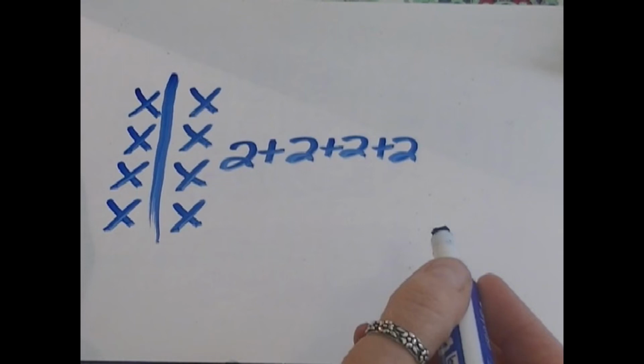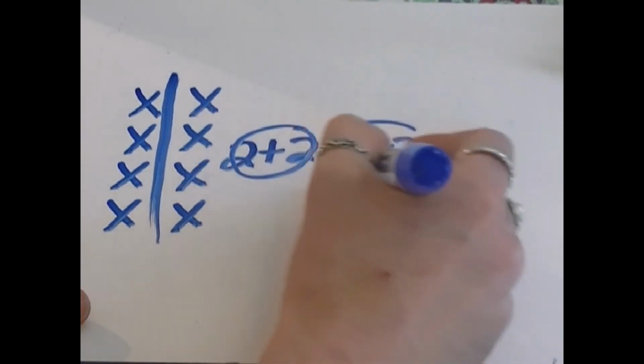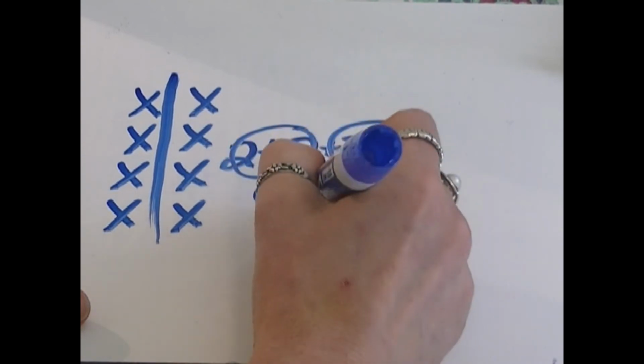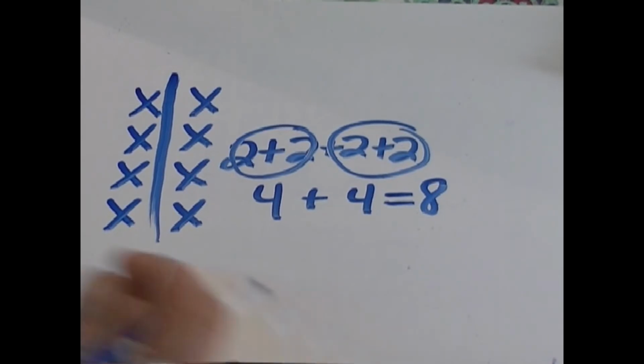Hey, do you know what we're going to do next? You guessed it. We're going to group these guys up because we know that 2 plus 2 is 4. And now we have 4 plus 4, which is a sum of 8. You are getting really fast at your doubles. Nice work. Okay, so let's get rid of this.